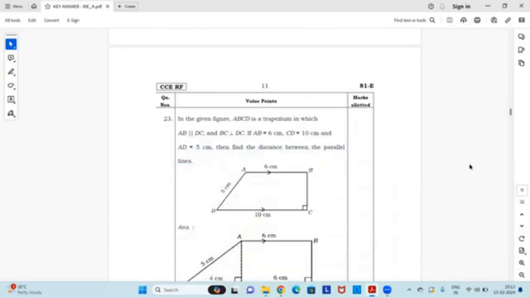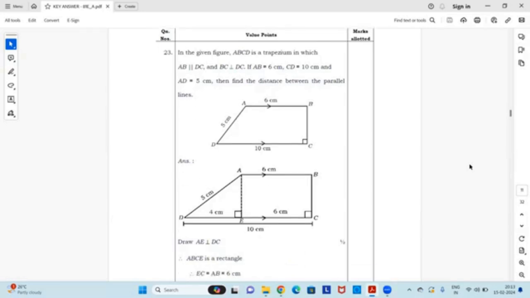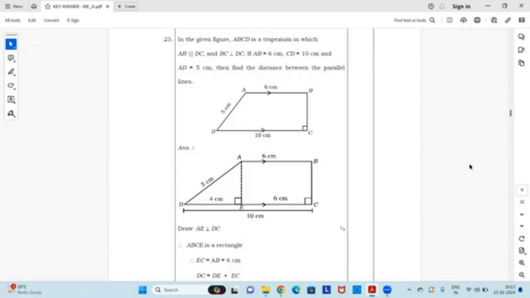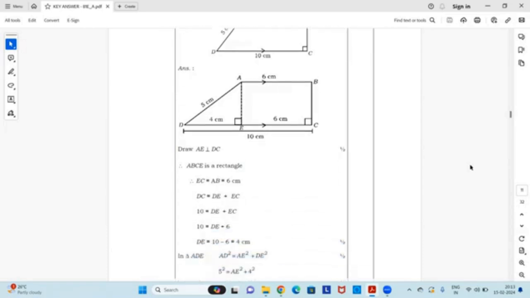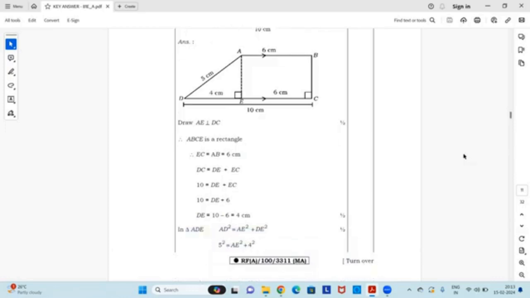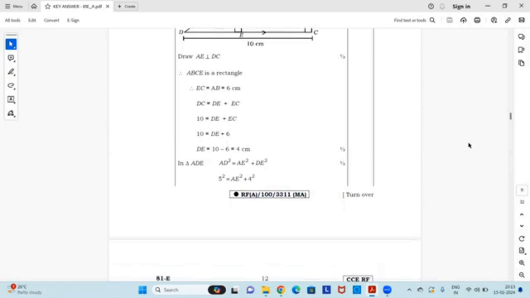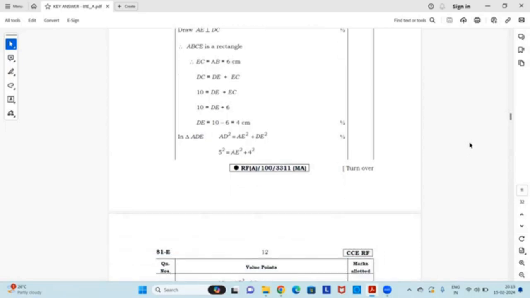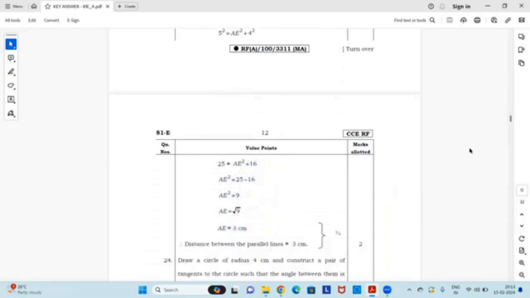Next, question 23. Geometrical question, trapezium, to find the distance between the parallel lines. The figure is given. Look at it, draw the required segments and lines inside, and then solve using the steps. You can pause the video or take a screenshot wherever needed.